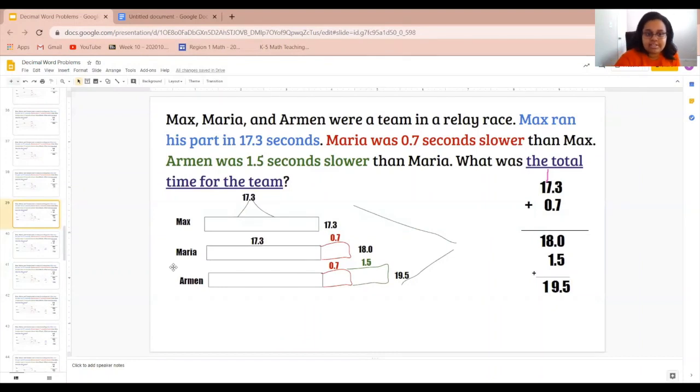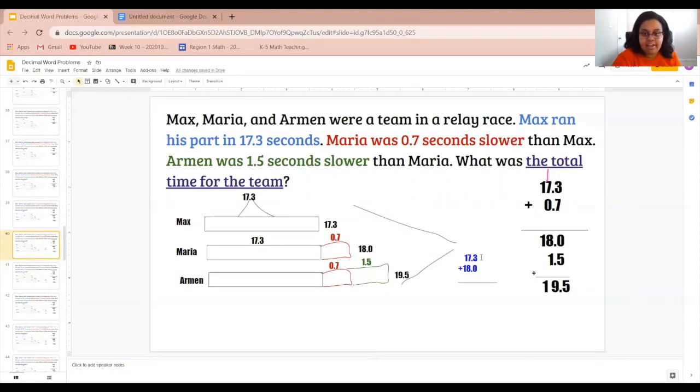But we're still not done, because now we need to determine what was the total time for all 3 of them to finish. What operation am I going to have to use to solve how long it took all 3 of them to finish? If you said addition again, you're correct. I'm going to first start off by adding Max's score and Maria's score. So that's 17 3/10 plus 18.